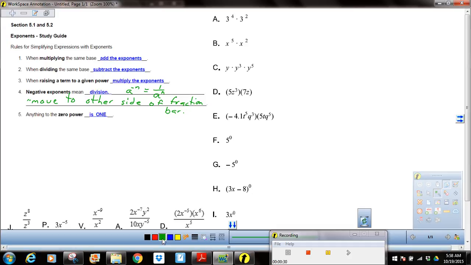Okay, I'm going to work the examples here. I will start with a, and this is multiplying the same base. The rule is add the exponents. 4 plus 2, it's going to be 3 to the 6th. X to the 5th times x to the 2nd, we are multiplying, add the exponents. 5 plus 2 is 7.